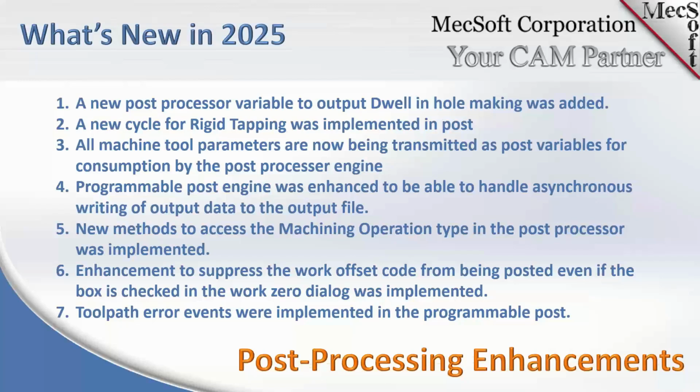Okay. So there's a bunch of changes that have gone into the posts. We've added new post variables. Since we added rigid tapping, there's a new cycle that was implemented in the post. And then all the machine tool parameters that you've defined in the machine tool dialog are now transmitted to the post. So you can use that, the post processor generator can use that in any fashion it deems necessary.